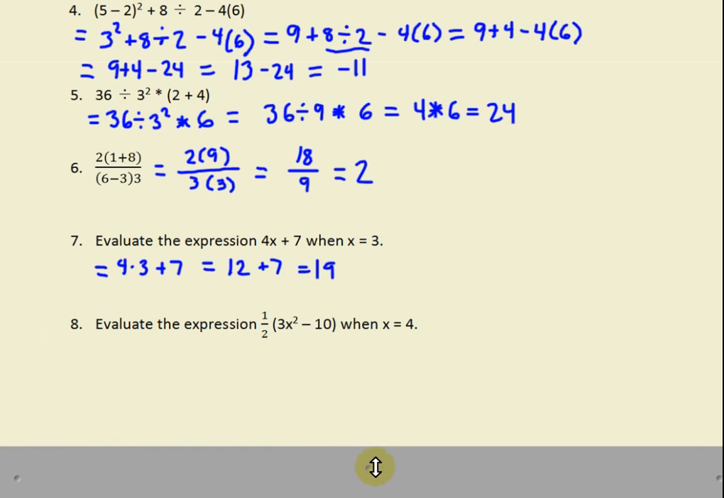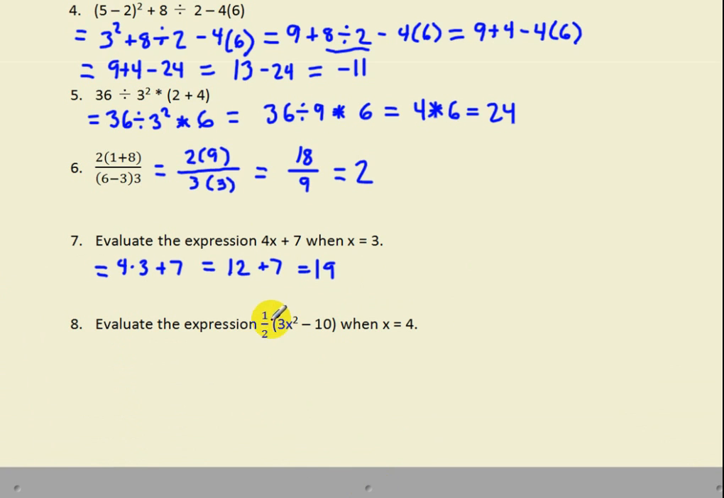And number 8. Finally, we have a multiplication outside of grouping. Within the grouping, we have a multiplication, we have an exponent, and we have a subtraction. But first we need to substitute that 4 in place of the x. So this is equal to 1/2 3 times 4 squared minus 10 in parentheses. So within the parentheses we need to deal with an exponent, then a multiplication, then a subtraction.